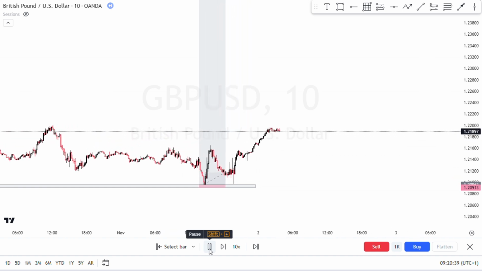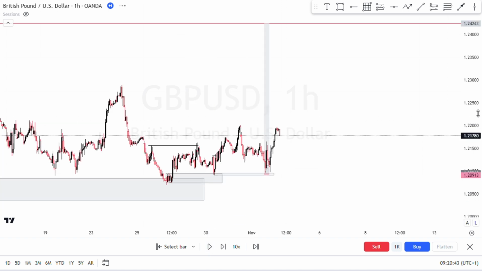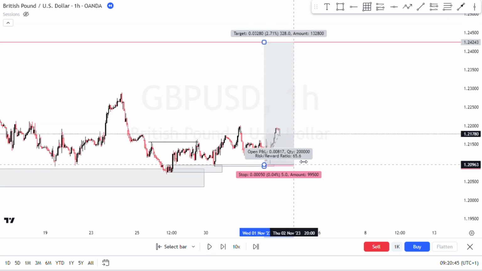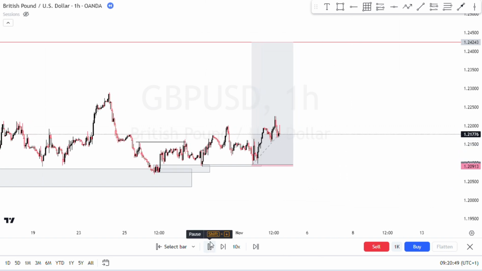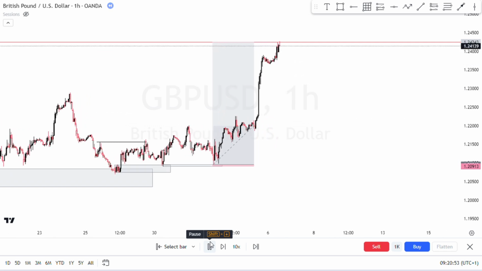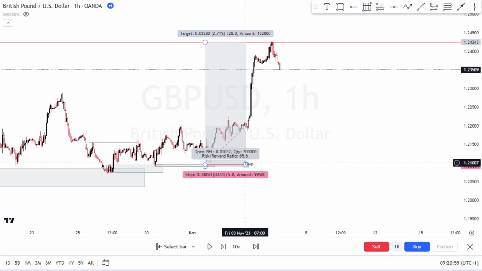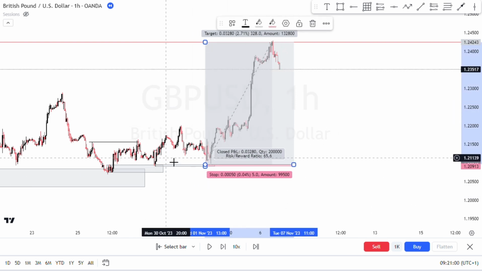Let me go to the 1 hour time frame so it can be fast. 1 hour time frame. This is where our take profit is going to be. Then I'm just going to play it out. You can see that price eventually tapped into our take profit, just because you understand how to identify a real order block in the market.